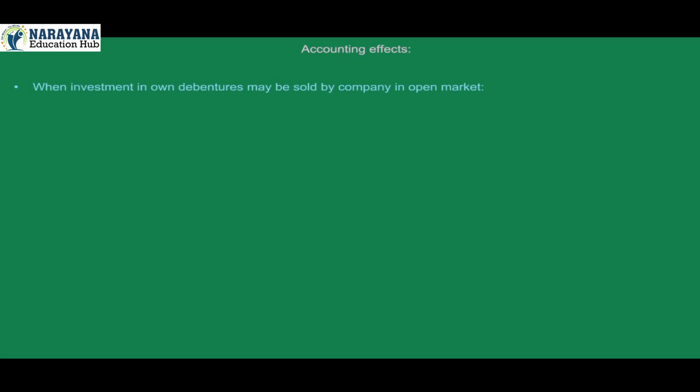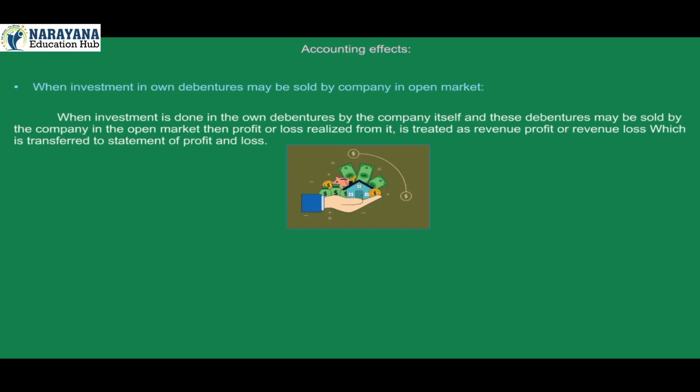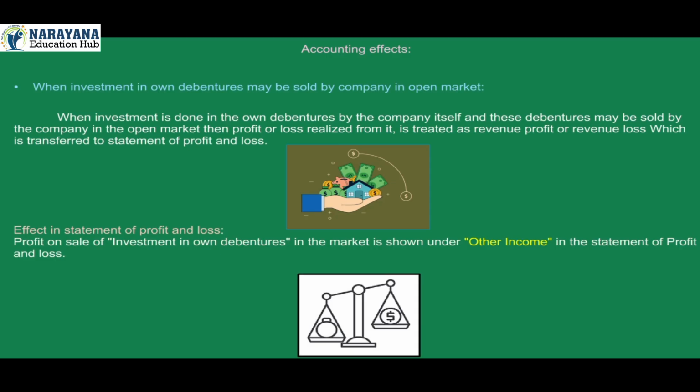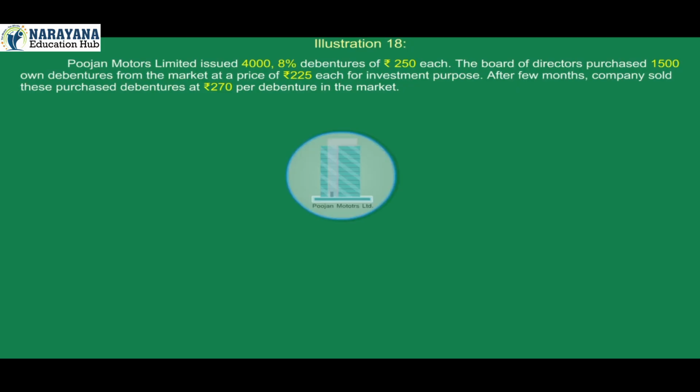When investment in own debentures may be sold by the company in the open market. When investment is made in its own debentures by the company itself and these debentures may be sold by the company in the open market, then profit or loss realized from it is treated as revenue profit or revenue loss, which is transferred to the statement of profit and loss. Effect in statement of profit and loss. Profit on sale of investment in own debentures in the market is shown under other income in the statement of profit and loss.